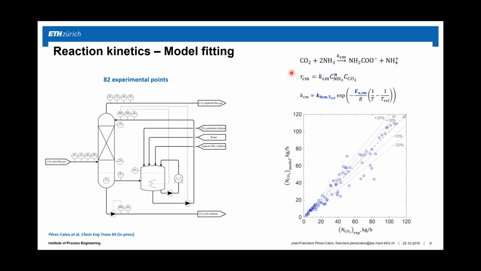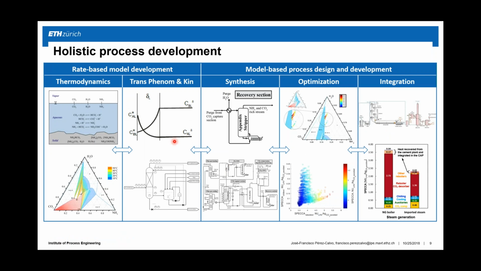Here we show the CO2 absorption rate predicted by the model fitted in this work versus the CO2 absorption rate measured experimentally. We see that the model is able to predict the experimental results within 20% of error in most of the experiments. So once we have a reliable rate-based model that can be applied for cement plant flue gas conditions, we proceed with the synthesis of the process.